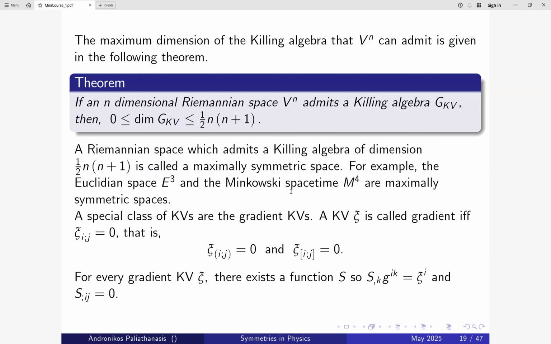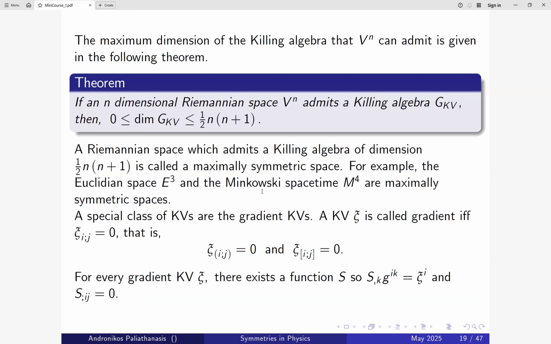Maximally symmetric spaces include the flat space, but it's not the unique maximally symmetric space. Another maximally symmetric space is the Minkowski space, as I have here, which is a flat space also. But the surface of a sphere or of a hyperbolic plane are also maximally symmetric spaces.